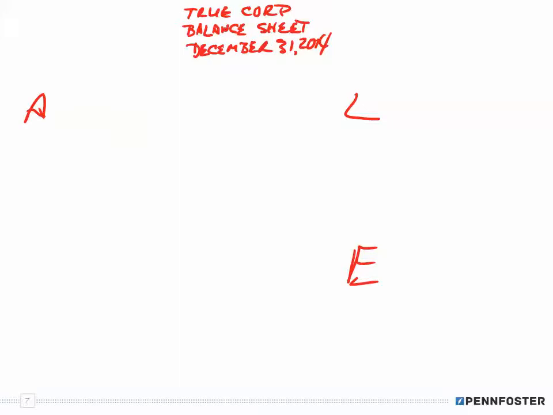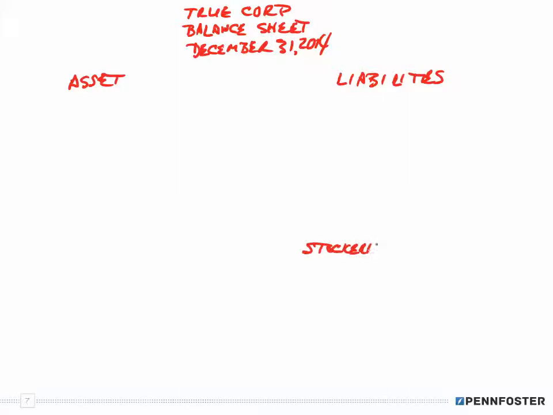We've determined that I'm going to do this horizontally by having my assets on the left and my liabilities and owner's equity on the right. Okay, so I put my label assets, and I'm going to put my label liabilities here. Liabilities, can't spell. And down here, I'm going to put stockholders' equity.